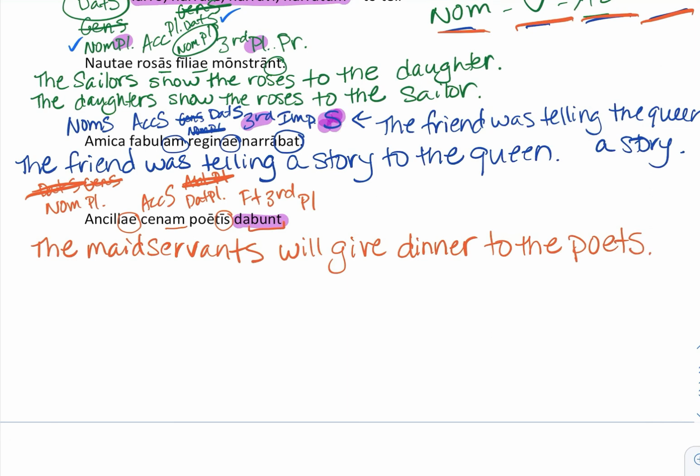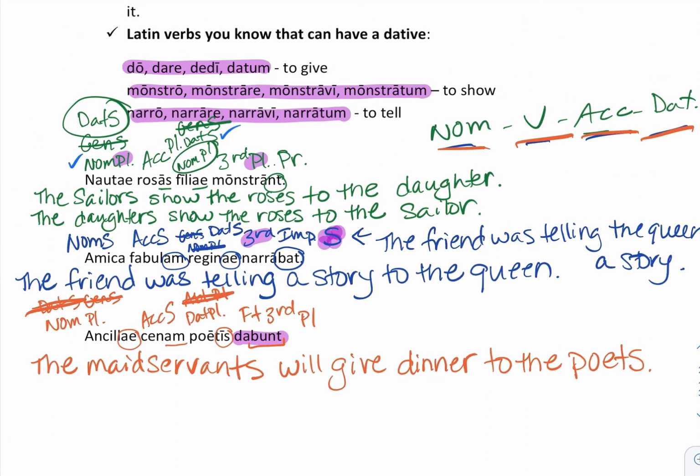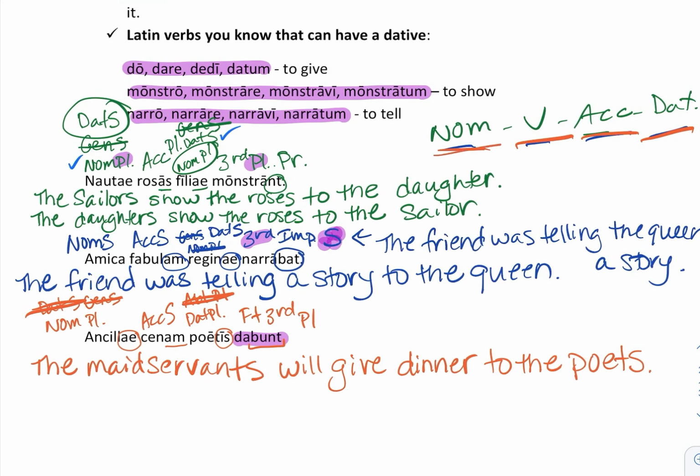So slow it down, break it down. Know your patterns, know what to look for, know what order to translate things in, and dative actually doesn't become intimidating. It actually becomes relatively easy. Then that's all there is for the dative.